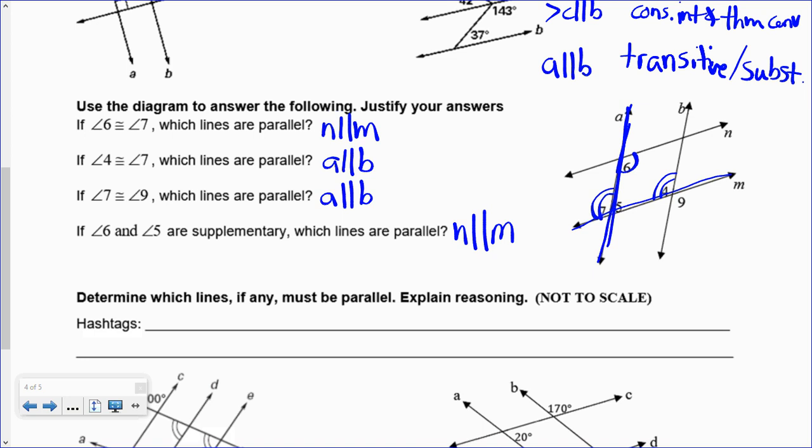Alright? Unless I'm going to do something like this. Everybody watch. It's not in the notes, but I'm going to verbally explain this question. What if I said 6 is congruent to 4? Which lines are parallel? 6 is congruent to 4. Which lines are parallel?